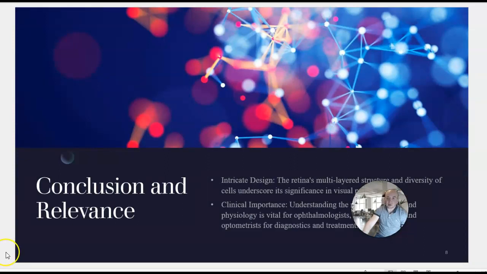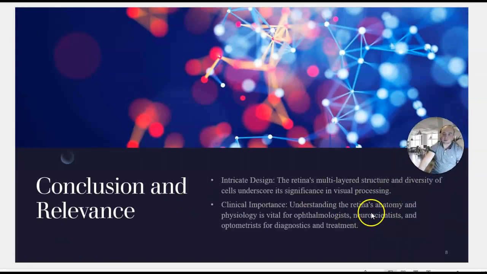Conclusion. The retina is a multi-layer structure. It has a diversity of cells, and it's very significant in visual processing. Understanding the retina's anatomy and physiology is vital for ophthalmologists, neuroscientists, and optometrists for diagnosis and treatment.